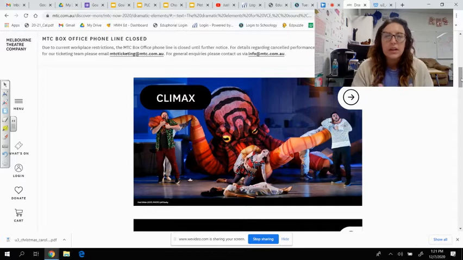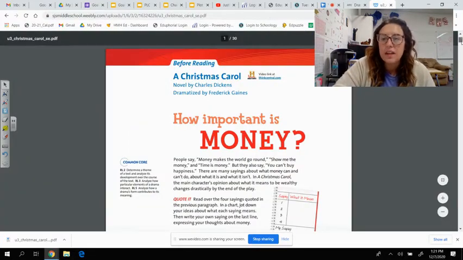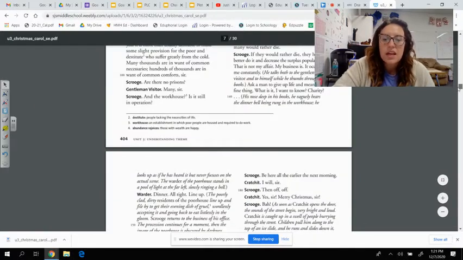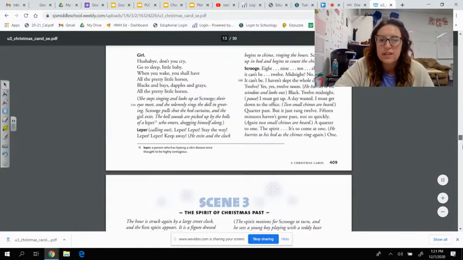So we are reading A Christmas Carol, which is by Charles Dickens. We're reading the dramatized version by Frederick Gaines. This hopefully is what your PDF will look like. I'm working on it. Every time I switch it to Google Docs, it really screws up the format. It makes it hard to read.